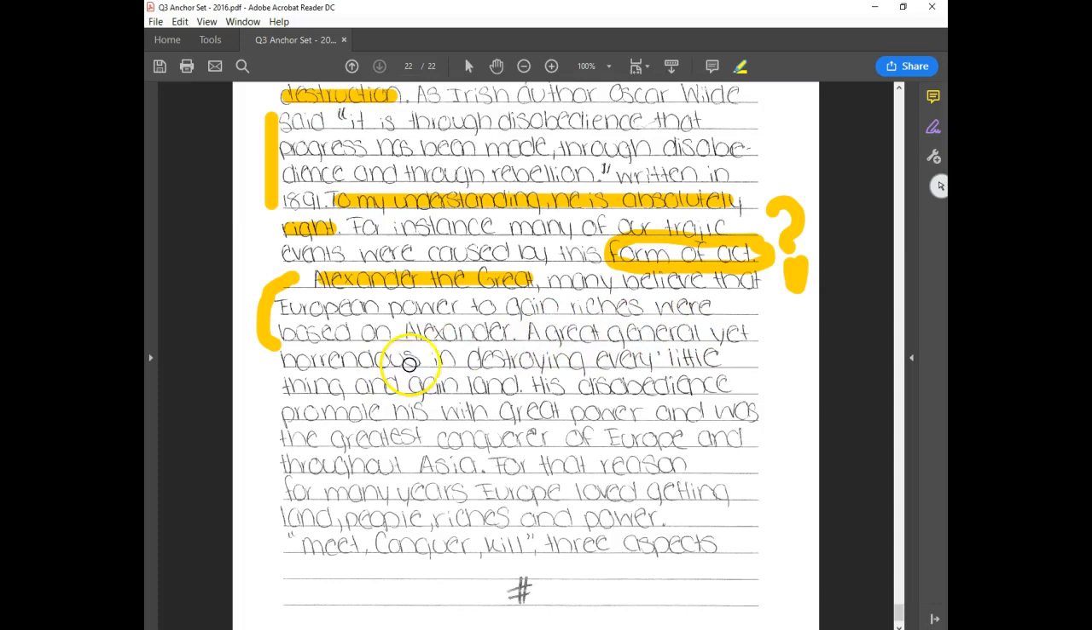A great general, yet horrendous in destroying every little thing and gain land. What? How do you know this? Explain. What is your evidence there? His disobedience promote his with great power and was the greatest conqueror of Europe and throughout Asia. For that reason, for many years, Europe loved getting land, people, riches, and power. Meet, conquer, kill, 3 aspects. Okay, this went off in a completely different direction. I have no idea what's happening here.